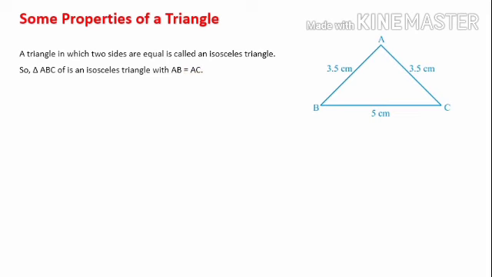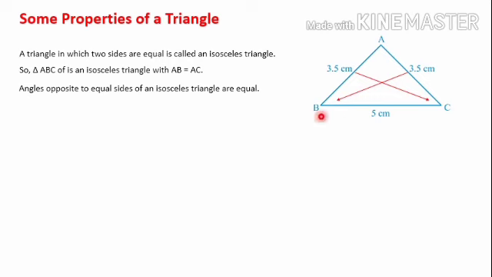Two sides are equal. Next property is angles opposite to equal sides of an isosceles triangle are equal. This is a very important property. Angles opposite to equal sides. Here there are two sides AB and AC. Here when you check AB, the opposite angle is C, and when you check AC, the opposite angle is B. Means these two angles are equal. Here AB and AC are equal sides. Angle opposite to AB is C. Angle opposite to AC is B. So here angle B is equal to angle C.